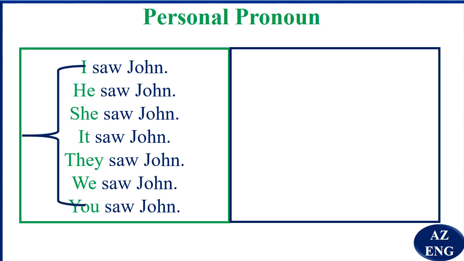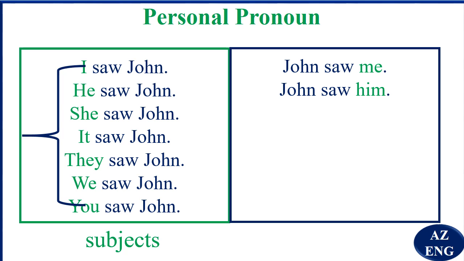So I, he, she, it, they, we, you. You see, subjects. They are the subjects here. You remember subjective. You remember that. But if we say John saw me, you see, me is the object. John saw him. Him is the object. John saw her. Her is the object.